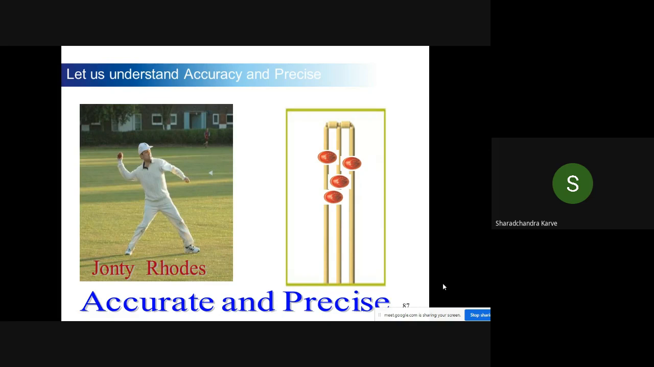Being consistent on target. That is what I mean by accuracy. And what does precision mean? He is consistent but may not be on the target. So like you see, Yuvraj throws his ball which is consistent but not on the target, while if you look at the Jonty Rhodes throws, it is consistent as well as on target. So that is what I mean by accuracy and precision. So next slide, please.